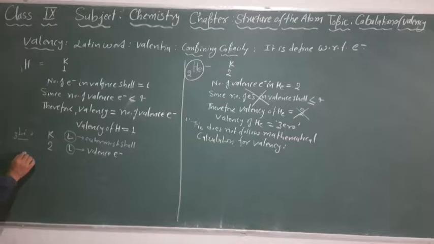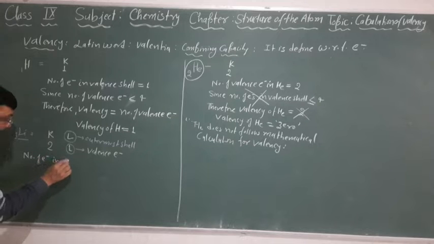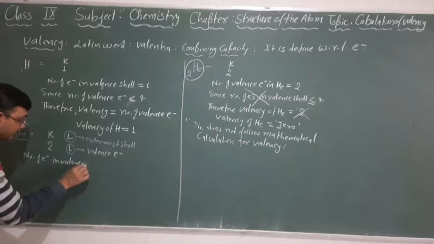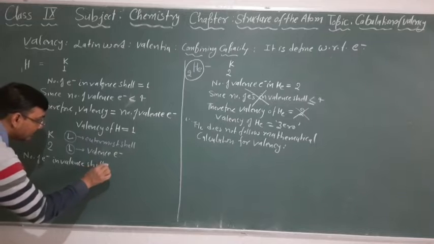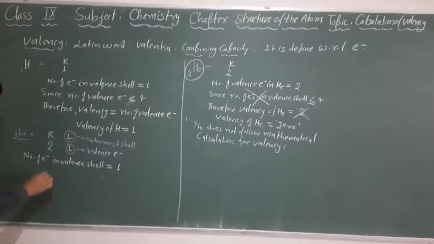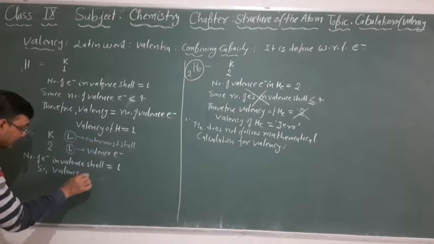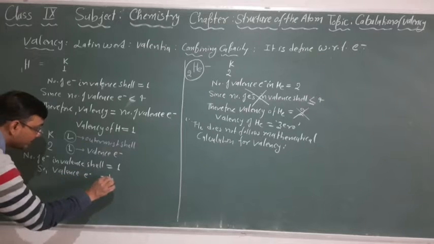Now we can write: number of electrons in the valence cell is equal to 1. So valence electron will equal 1. So valence electron is equal to 1. Clear?